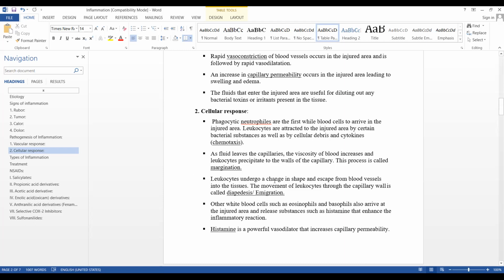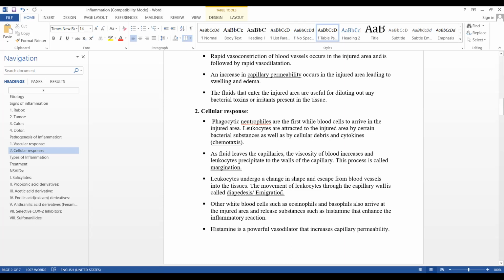Now due to this process, the leukocytes undergo a change in shape. They alter their shape due to that precipitation, and they will escape. They will come out from the blood vessels into the tissues. Due to that change in shape, these leukocytes escape from the blood capillaries and come into the tissues. The movement of the leukocytes through the capillary wall is called diapedesis. That is the emigration.